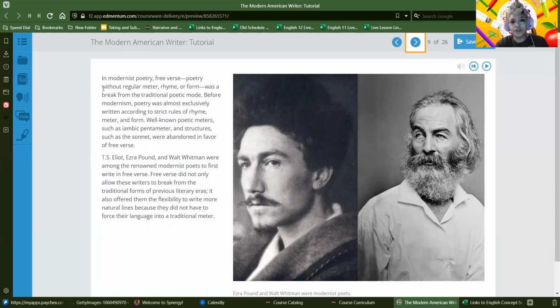So then we get to free verse. Free verse is pretty simple as an explanation. It's poetry without any regular meter, rhyme, or form.